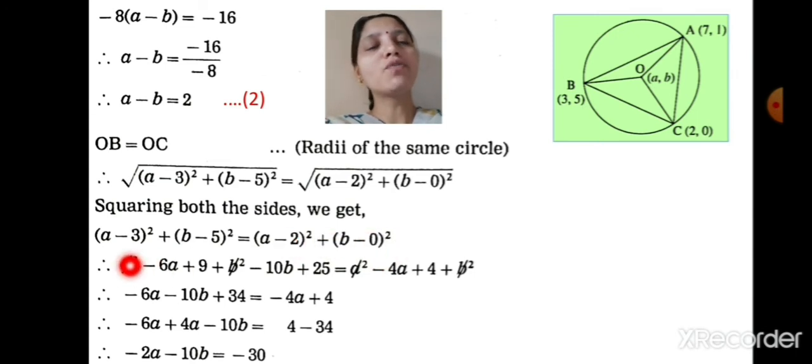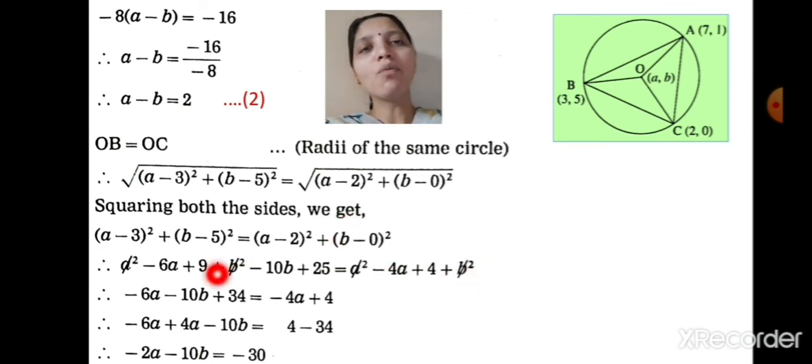Now which formula will you use to open this bracket? Yes, (a minus b) whole square is equal to a square minus 2ab plus b square. So you will get here a square minus 6a plus 9. If you open this bracket, you will get plus b square minus 10b plus 25 is equal to a square minus 4a plus 4 plus, now second term is 0, so we have to consider only the first term. So first term square is b square.